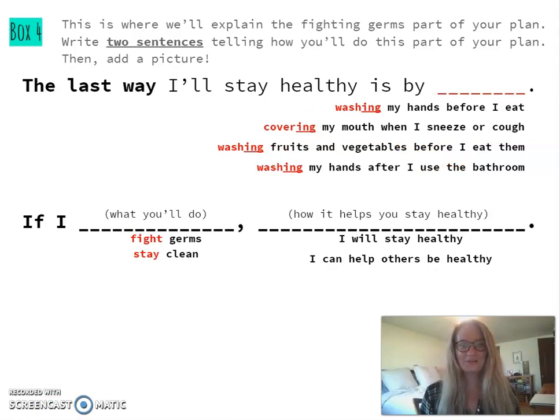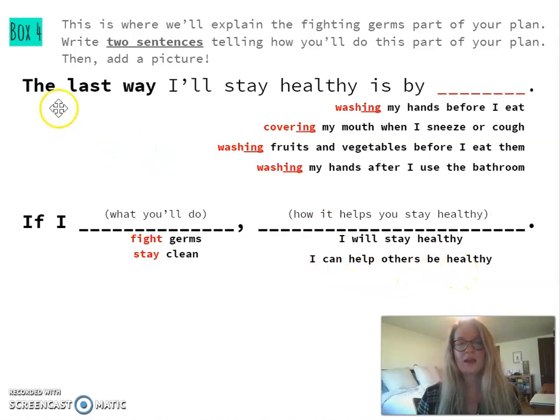Okay, now we're ready for box 4. This is where we'll explain the fighting germs part of your plan. You're going to write 2 sentences again to explain how you'll stay healthy by fighting germs and how that part of your plan works. We could say, the last way I'll stay healthy is by covering my mouth when I sneeze or cough. If I fight germs, I can help others be healthy.